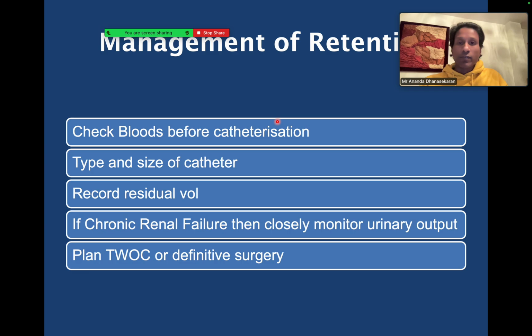In retention, the first step is checking the bloods to make sure the kidney functions are okay, and then catheterize. There are various types and sizes of catheter based upon whether it is a woman or a man, and depending upon the age. Catheters as large as 24 French or as small as 10 French are available. You need to document the amount of residual urine after placing the catheter. If it's chronic renal failure, we need to closely monitor the output, because urine output is one of the good pieces of evidence to depend on to see how the kidney is recovering after the retention episode. And we need to plan removal of the catheter by giving appropriate medications.